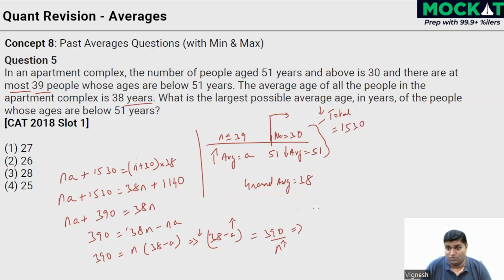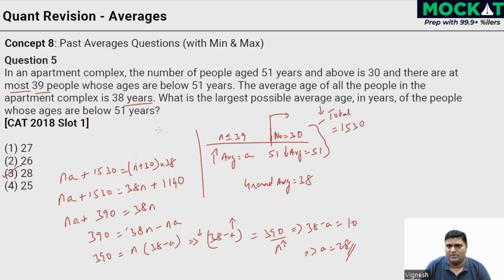I wouldn't say this is the most elegant way of presenting the solution, but given this, and we need to factor the at most 39, we have to go down this route. If n, what is the highest I can put for n? That's 39. If n is going to be 39, then 38 minus a becomes 390 by 39, which is 10. A over here becomes 28, and that's supposed to be the exactly precise way of solving it.